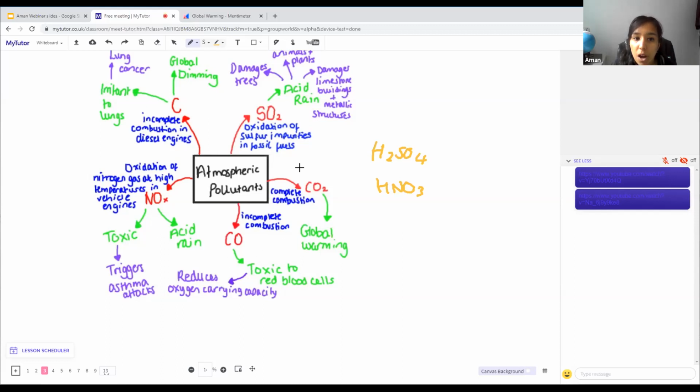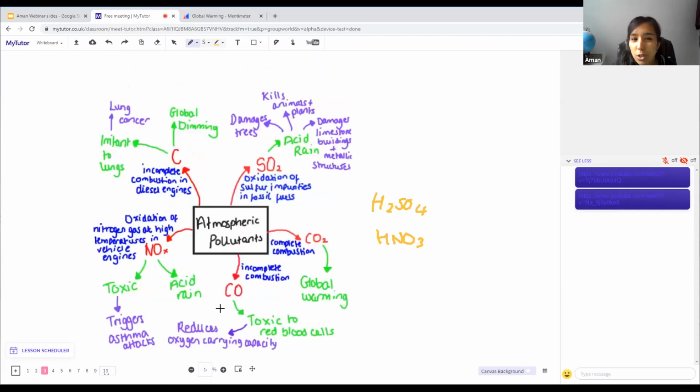So that's the 5 atmospheric pollutants that we need to know about. So you need to know how they're produced, which is in the dark blue, and then what the effects are. The main questions I've seen tend to be kind of multiple choice, asking you what are the effects of sulfur dioxide, and then you have to almost join up sulfur dioxide with acid rain. And same with carbon, joining up with global dimming or irritant to the lungs.